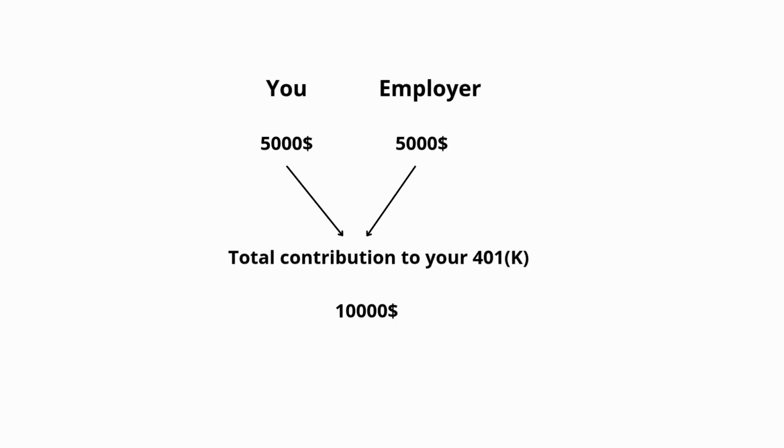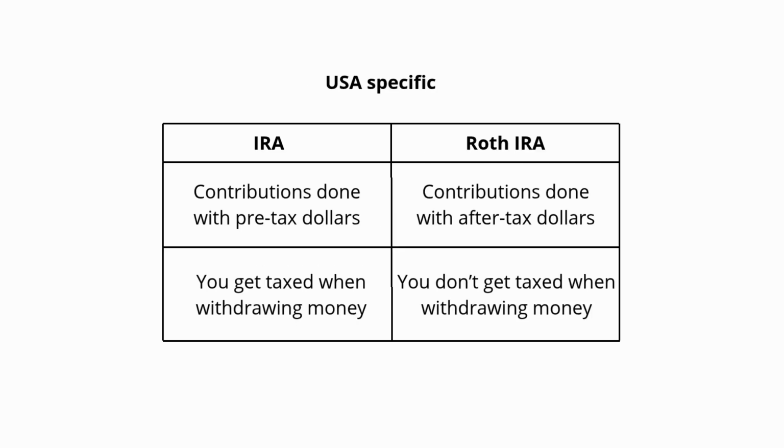Moving on, this is USA specific still. There's IRAs and Roth IRAs. IRA stands for Individual Retirement Account. And you can contribute, if you're under 50 years old, $7,000 per year. And if you're over 50 years old, then you can contribute $8,000 per year.